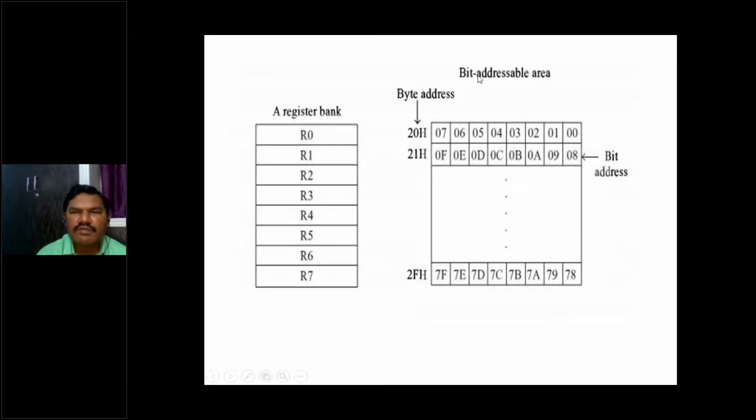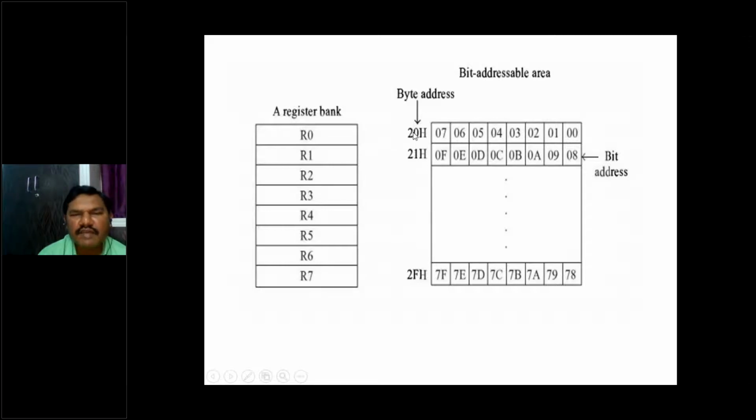Here I can see what is bit addressable. Address 20 is again 0, 1, 2, 3, 4, 5, 6, 7, because just now I told you each register in 8051 is 8-bit. This is also 8-bit, this is also 8-bit, and this is also 8-bit.